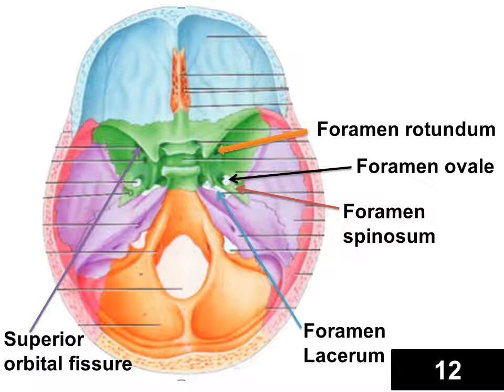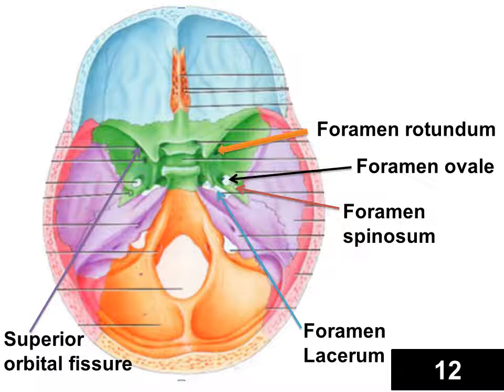Now the other thing we see is that the greater wing of the sphenoid presents 3 openings, or 3 foramina. The anterior one, indicated by the orange arrow, is the foramen rotundum, through which passes the maxillary nerve, also one of the 3 divisions of the trigeminal nerve. This foramen lies immediately behind the medial end of the superior orbital fissure.